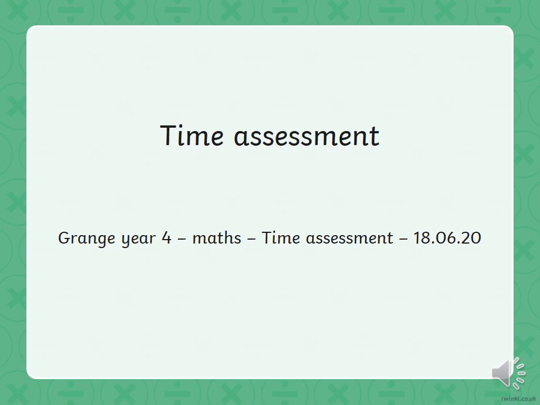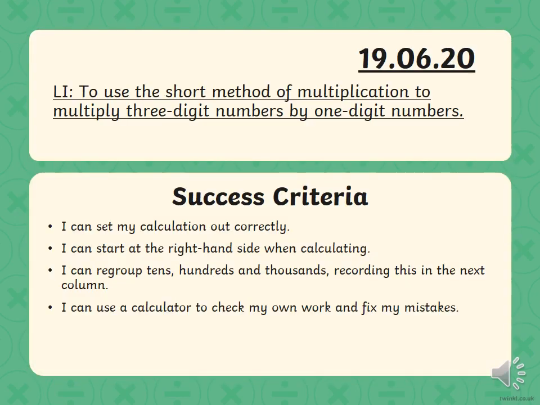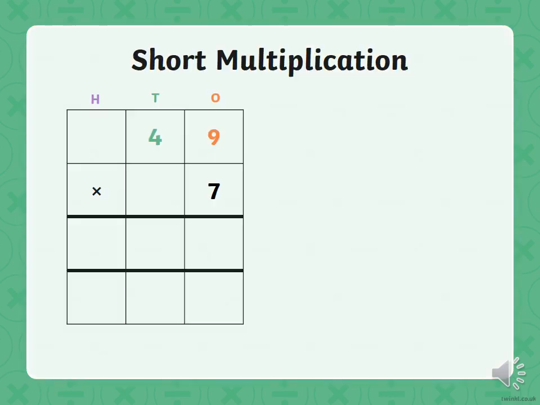Okay, so for today's session you're going to use the short method of multiplication to multiply 3-digit numbers by 1-digit numbers. By the end of the lesson you should be able to set out your calculation correctly, start from the right hand side when calculating, regroup tens, hundreds and thousands, recording this in the next column, and use a calculator to check my own work and fix my mistakes. Last time we did 2-digit by 1-digit, so now we're going to do 3-digit by 1-digit.